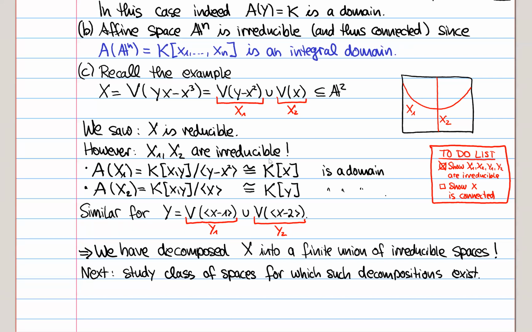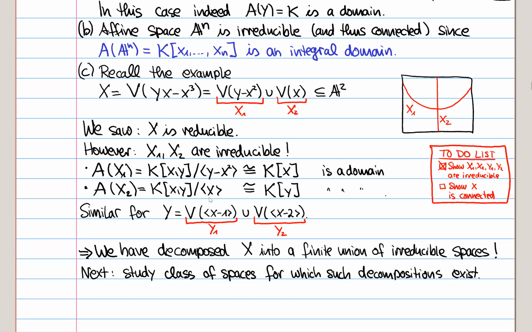And we can check this. In this case, it's very easy to calculate the coordinate rings, because A(X_1) is just the quotient of the polynomial ring modulo this ideal here. And then if you look at this quotient, you see this ideal allows you to take the variable y and replace it by x squared. And so you can eliminate the variable y, and so actually this is isomorphic just to k[x], which is a domain.